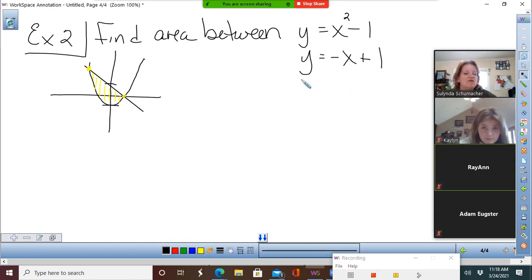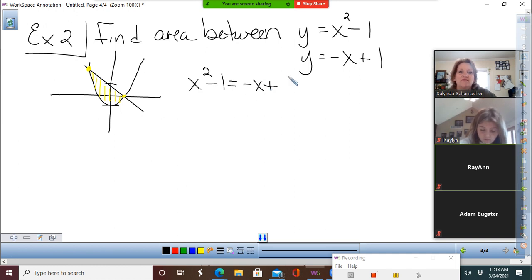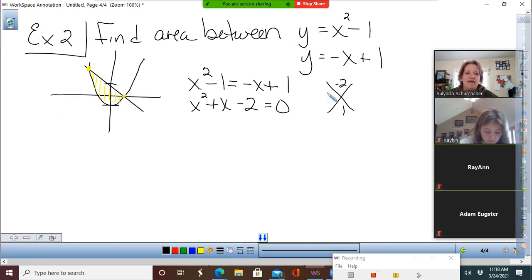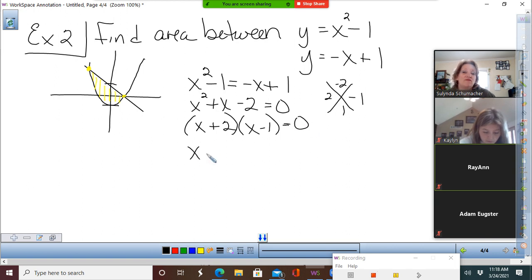I'm going to set them equal to each other. So x squared minus 1 equals negative x plus 1. Move everything over. So I get x squared plus x, subtracting 1 over, minus 2 equals 0. Minus 2 on top. This time I have a positive 1 on the bottom, so I get 2 and a minus 1. So we have x plus 2 times x minus 1. So this time my x values are minus 2 and plus 1.